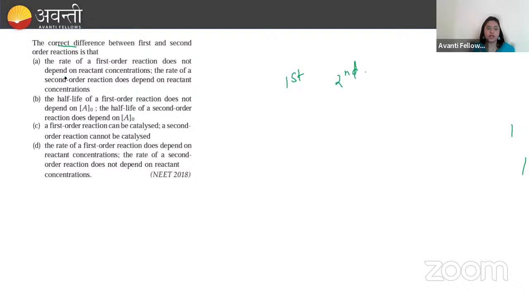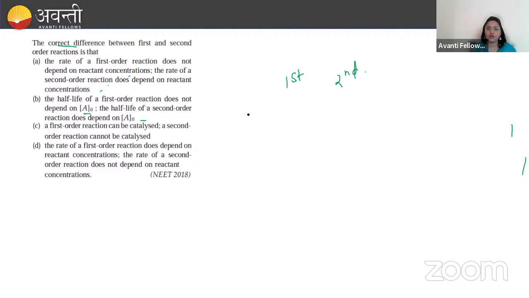The rate of first order reaction does not depend on reactant concentrations. The rate of a second order reaction does depend on reactant concentrations. Next, the half-life of first order reaction does not depend on A naught, that is initial concentration. The half-life of second order reaction does depend upon A naught. True or false?